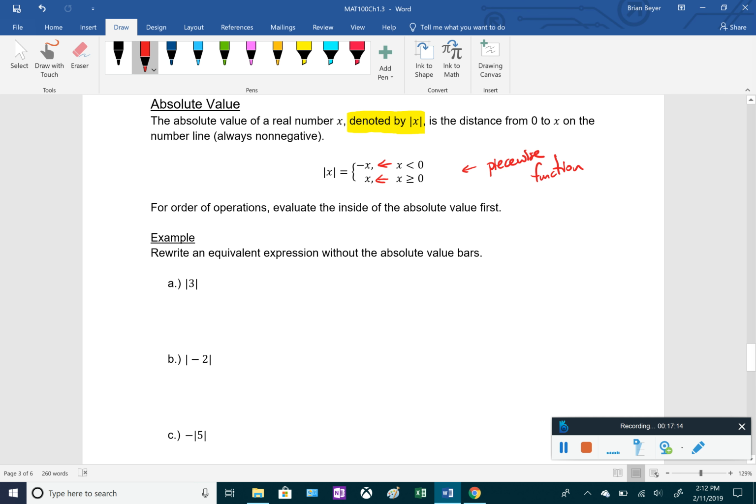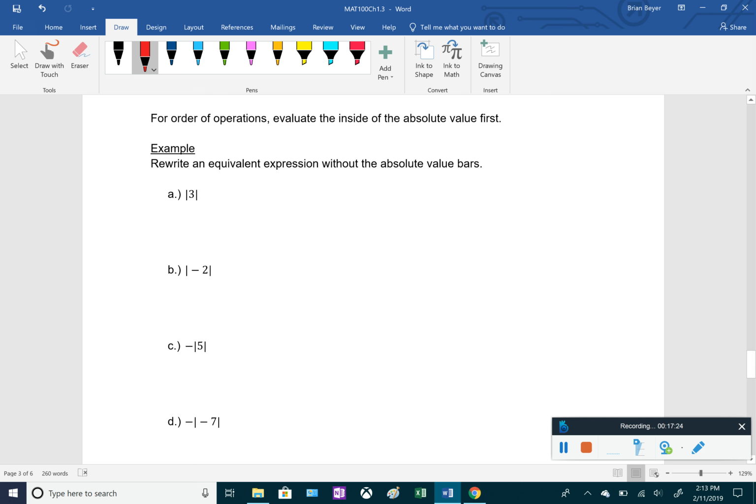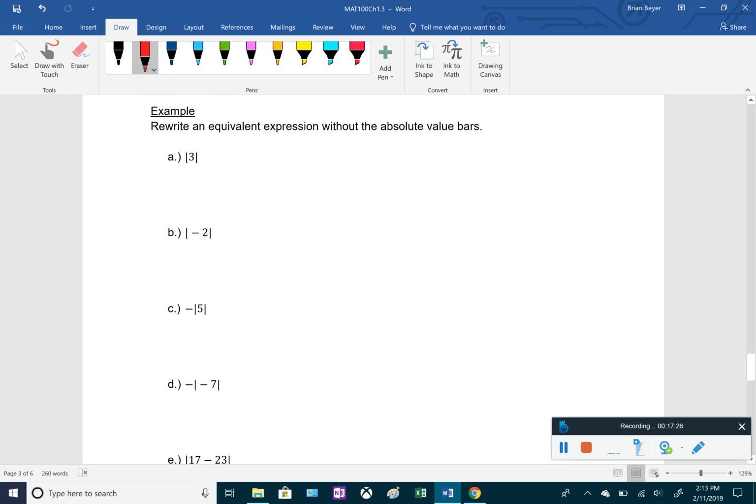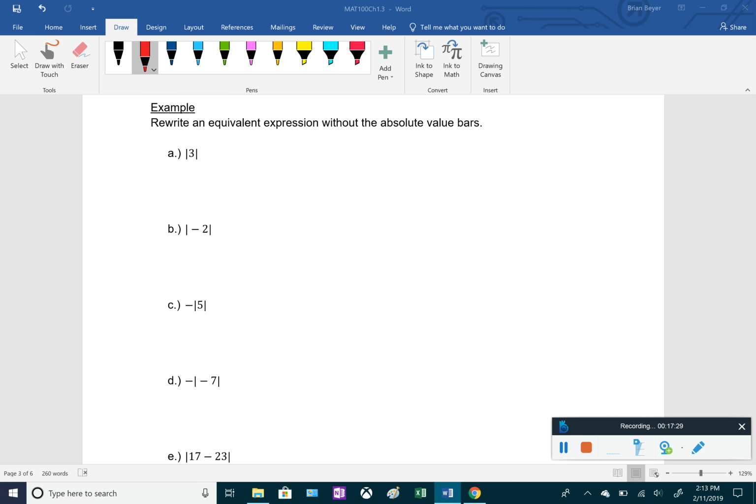So when we're evaluating expressions and we have an absolute value in there, evaluate what's inside of that first. Kind of treat it like a parentheses almost. So let's do some examples. Let's rewrite all of these without the absolute value bars. So the first one is the absolute value of 3.